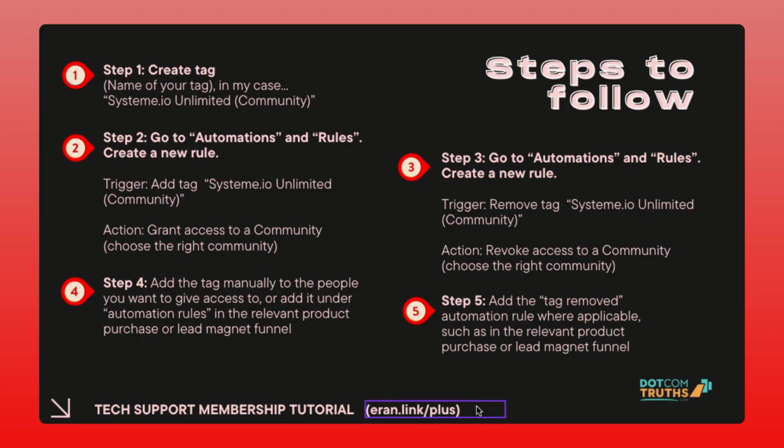The next thing I'm going to show you is step number 4, which is to add a tag to people who you want to give access under automation rules. I already showed you how to do it manually. And you would do that under the relevant product purchase or lead magnet funnel. And the same thing, we're going to do step 5, which is to add the tag removed on the automation rules on the relevant product purchase or lead magnet. Now, note there are multiple ways to do this. I'm not going to go over every single one in this tutorial. I'll show you one simple way that is really common, but you'll be able to use. Let me share my screen and show you.